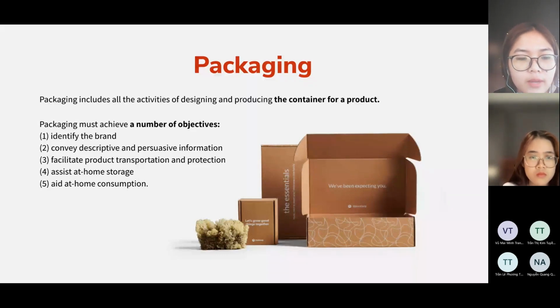Packaging is very important because it is the buyer's first impression, the first encounter with the product. So the packaging must achieve a number of objectives.